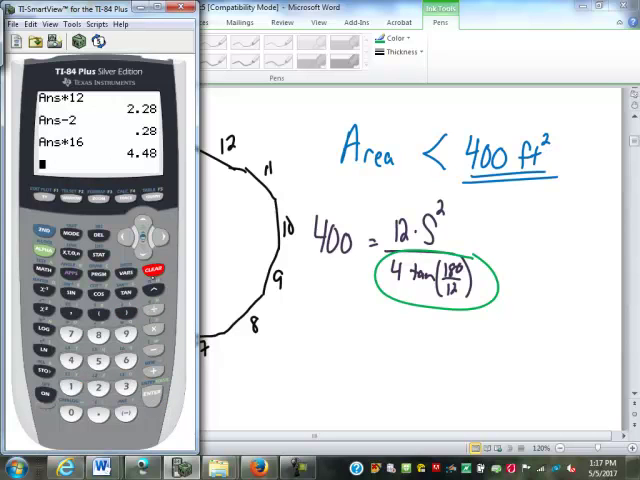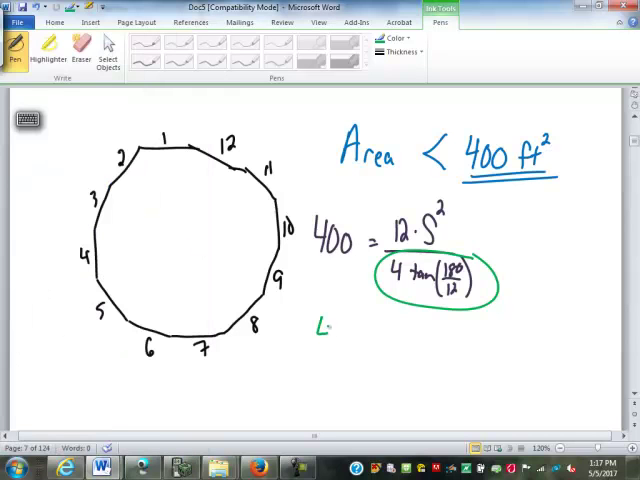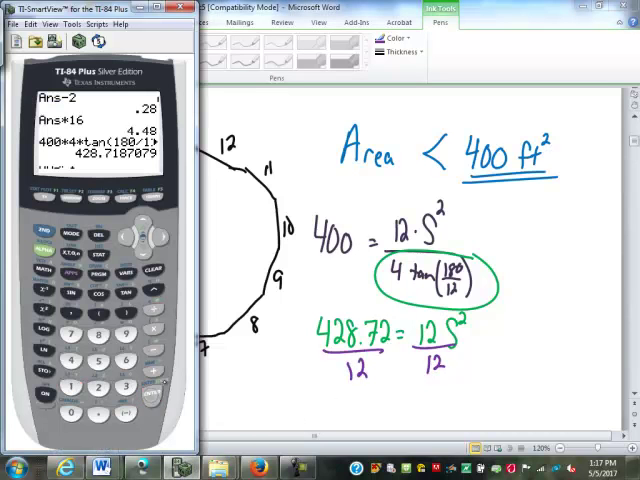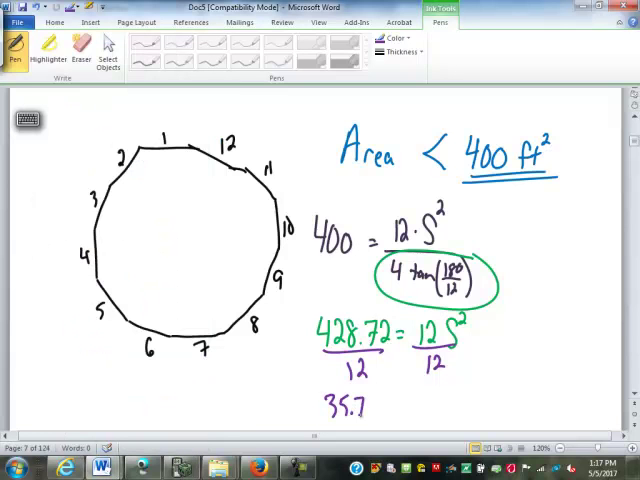Something did not register. Let's try that again. That looks better. So 428.72. What's next? Divide by 12. 35.73. And then square root.